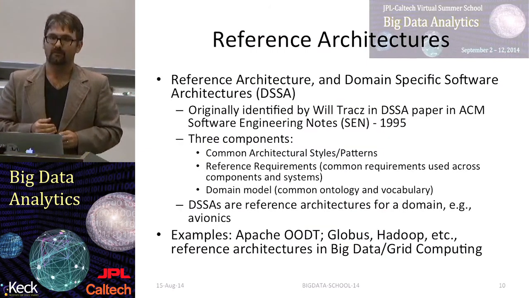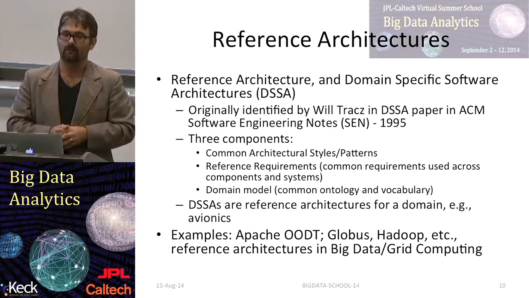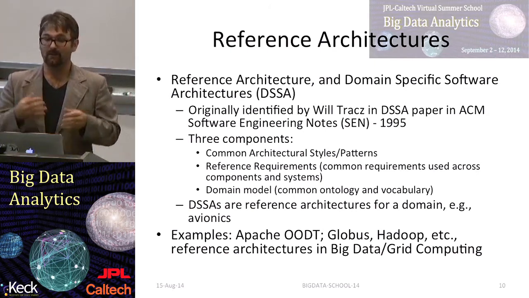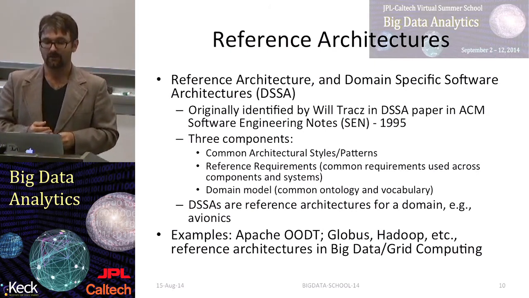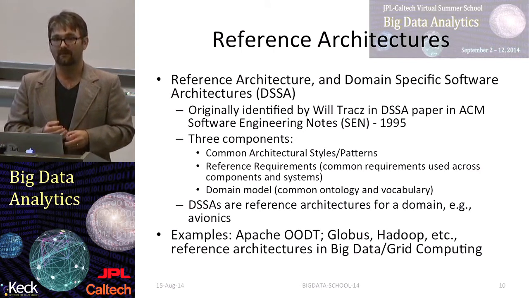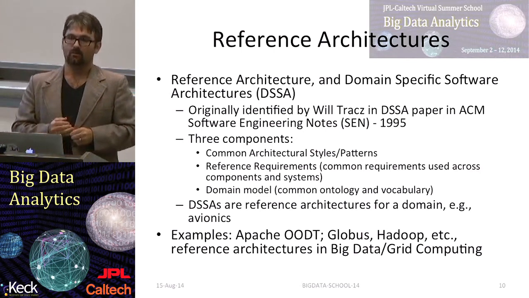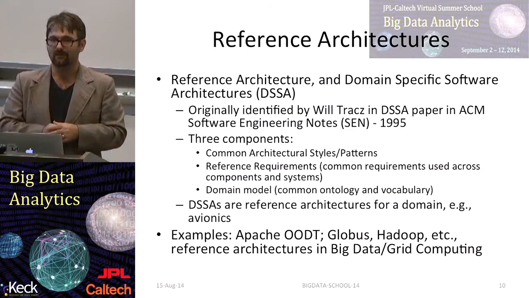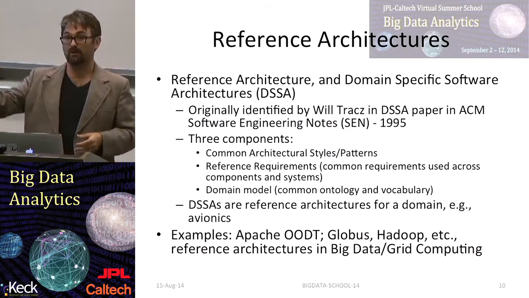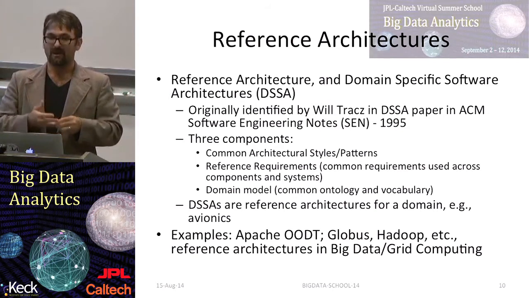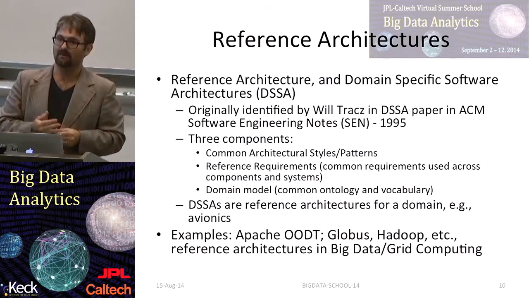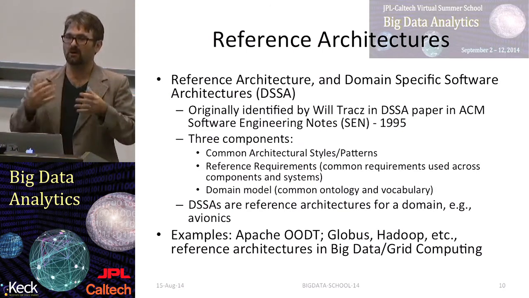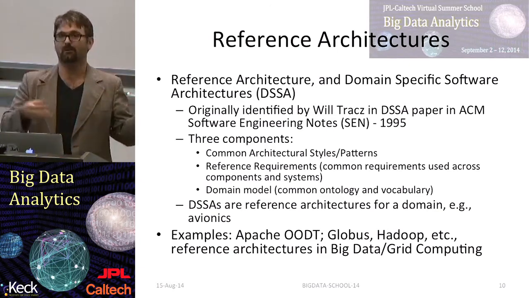And finally, we're going to wrap up this first part of the module by talking about reference architectures, a term that was originally coined in the architecture domain by Will Tracz in a paper on reference architectures and domain-specific software architectures in ACM Software Engineering Notes way back in 1995. Tracz basically said that reference architectures have three common things to them. They've got common architectural styles and patterns found in a particular domain, like grid computing or big data or avionics. They've got reference requirements that drove the derivation of those components, styles, and patterns. And then they typically have a domain model or a common vocabulary for talking about systems and data and components within that domain.